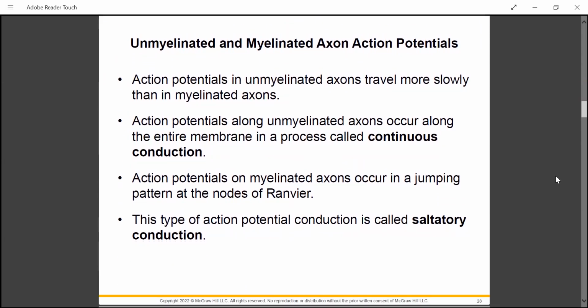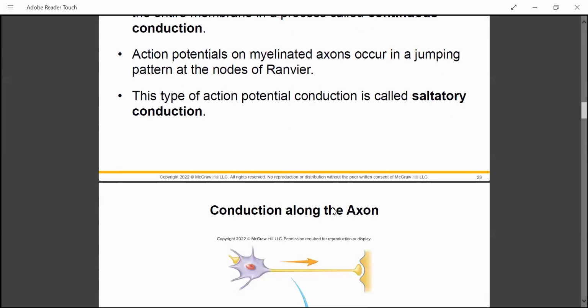There's not much that you need to know about this slide other than remembering which goes with which. Action potentials along unmyelinated neurons we call continuous conduction. We don't have any gaps in the myelin. It's just in that channel, so it just goes straight across. Myelinated axons have action potentials known as saltatory conduction because they're jumping node to node. So unmyelinated is continuous and myelinated is saltatory.